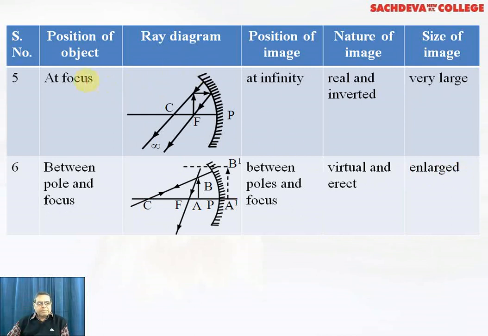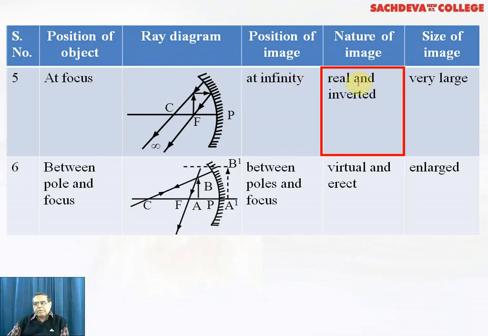Then we come to the fifth and sixth conditions, that is, the position of the object is shown, the cases of the concave mirror again, and we find that when the object is at focus, the position of the image will be at infinity as shown by the ray diagram.